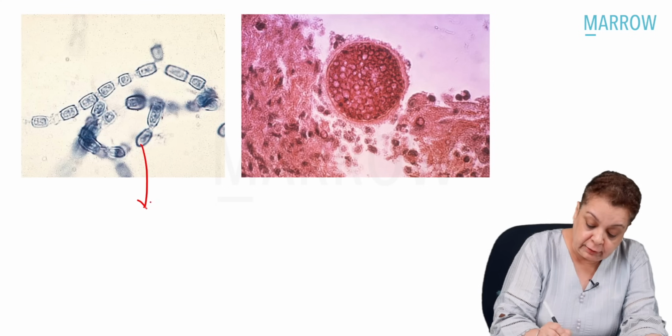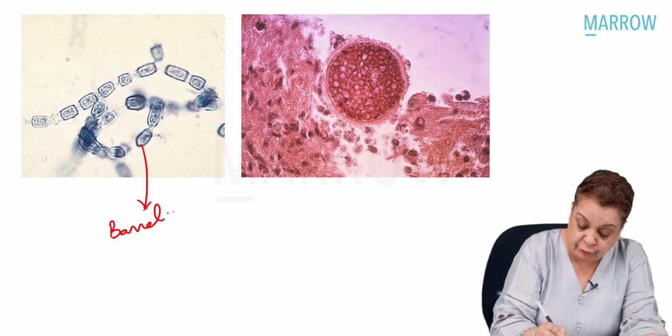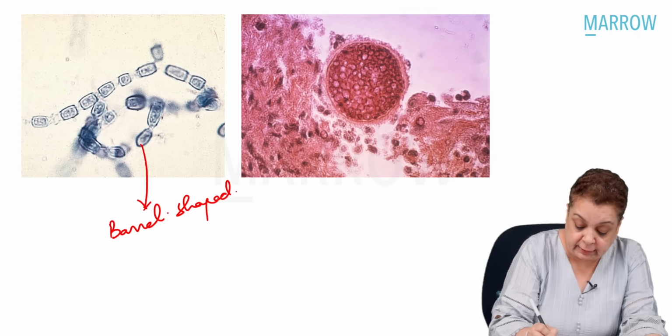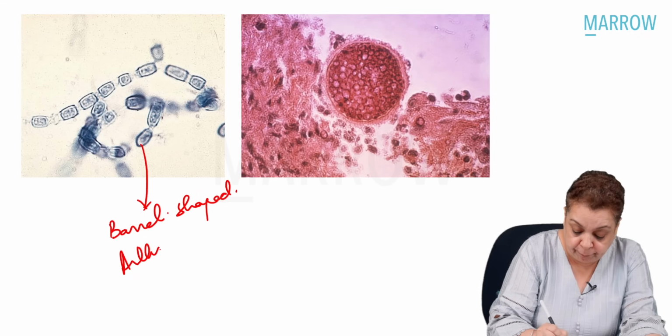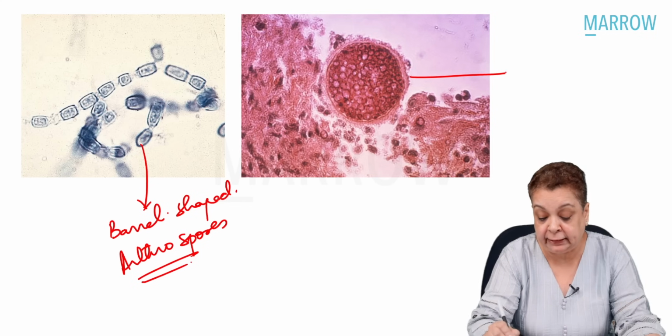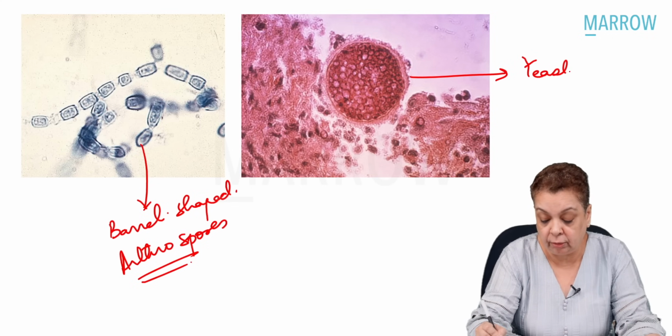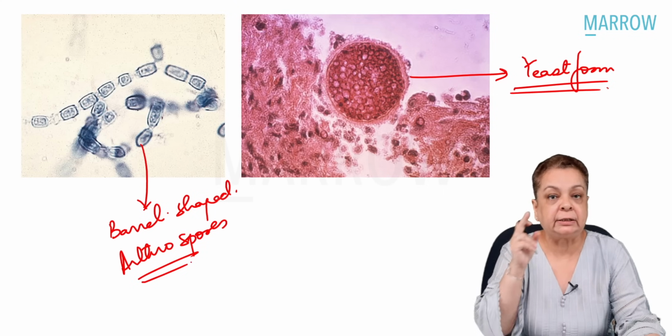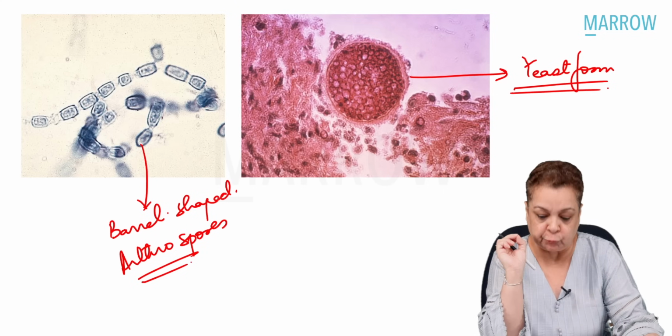These are the barrel-shaped arthrospores that were mentioned. So, this can be asked as an image-based question. Barrel-shaped arthrospores of Coccidioides, and this is the yeast form of Coccidioides seen at body temperature, that is spherules filled with endospores.